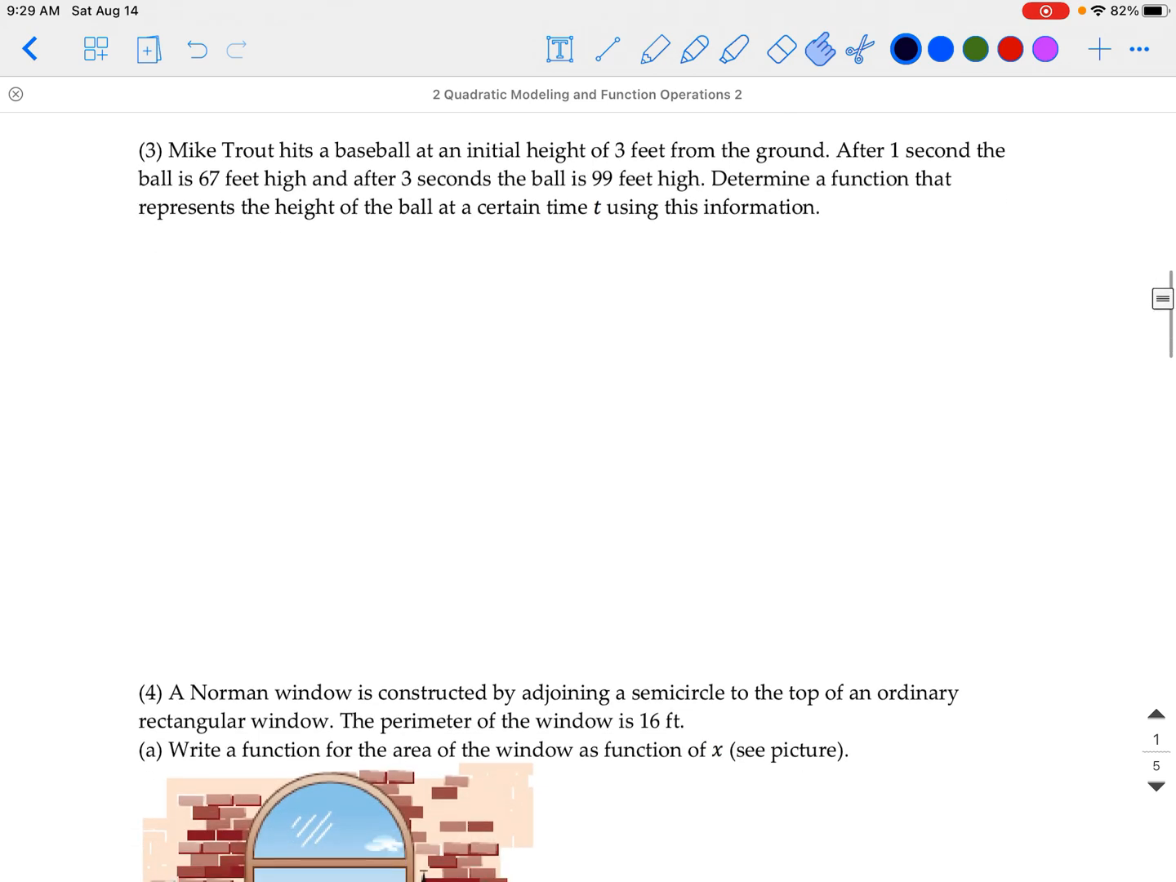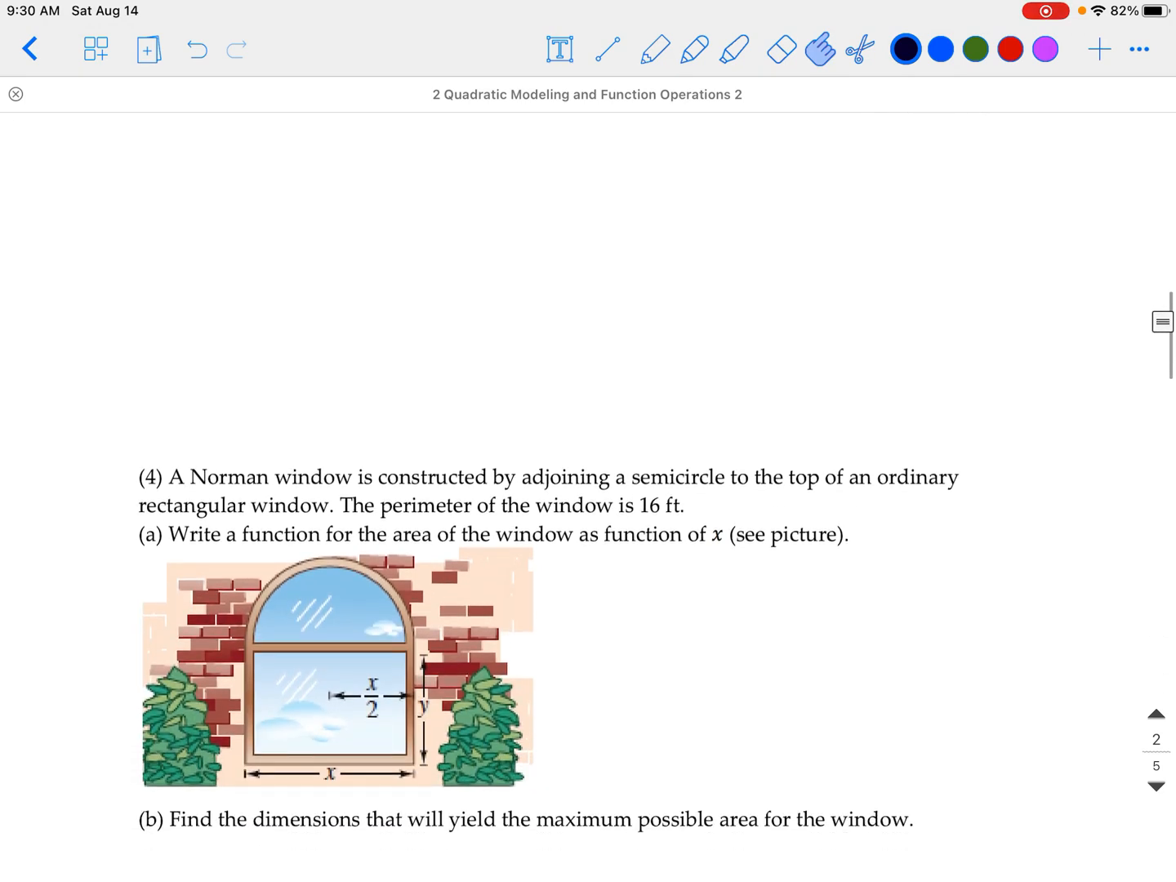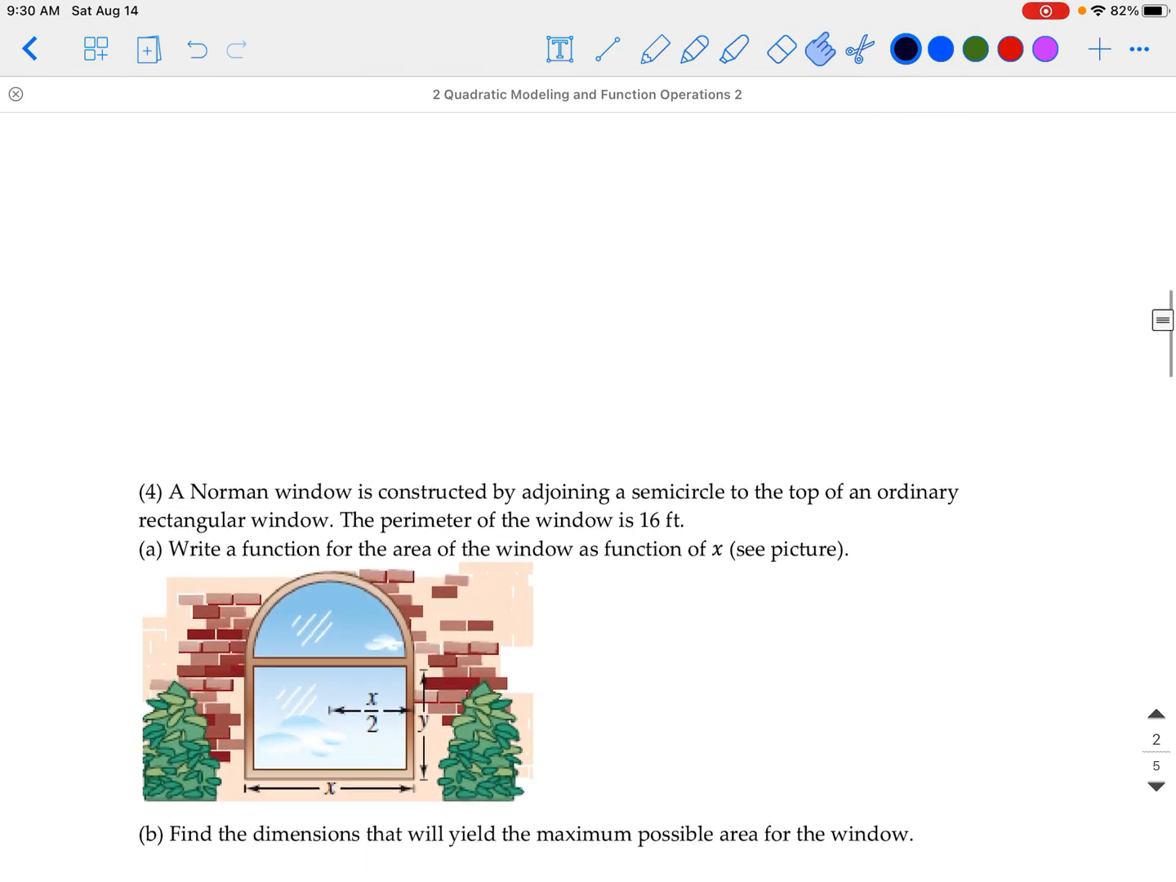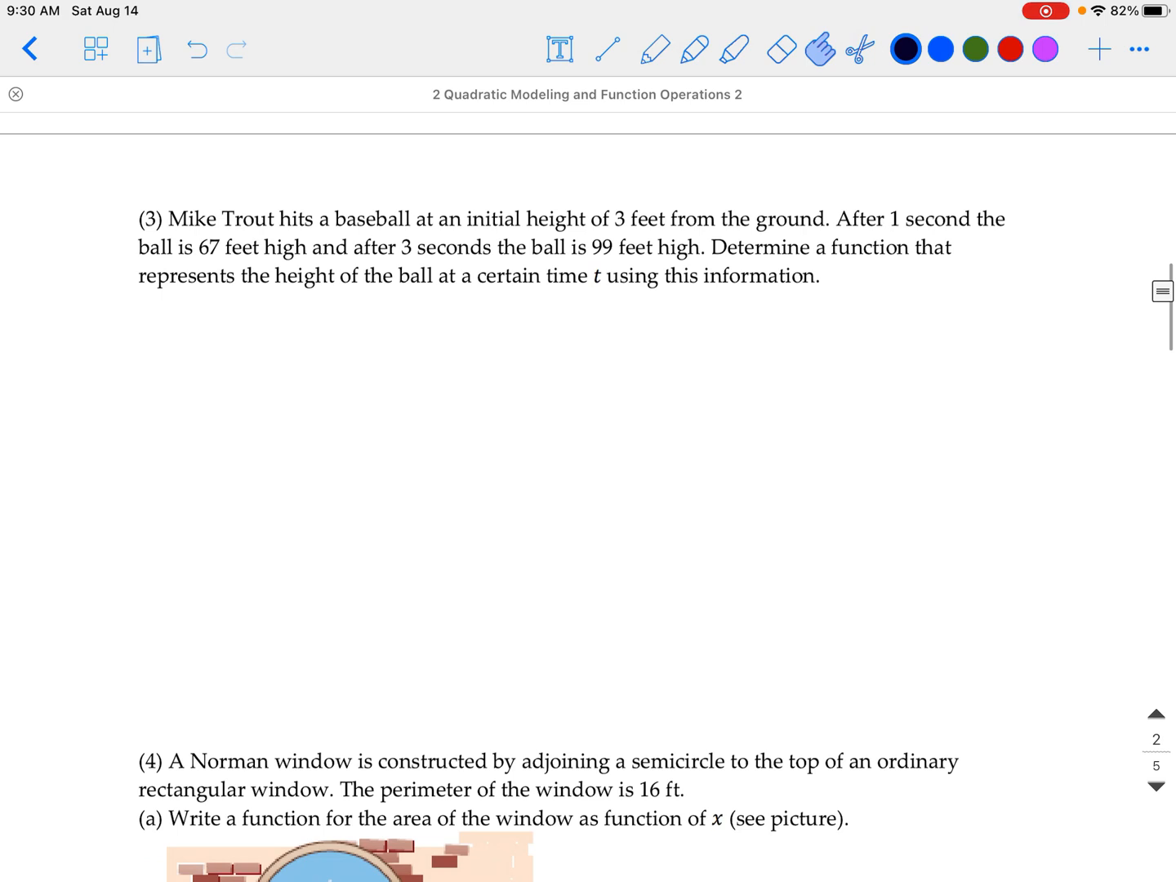All right. So let's go ahead and head on down to the next two examples. So we've got a baseball problem and then a Norman window problem, which is an interesting one.